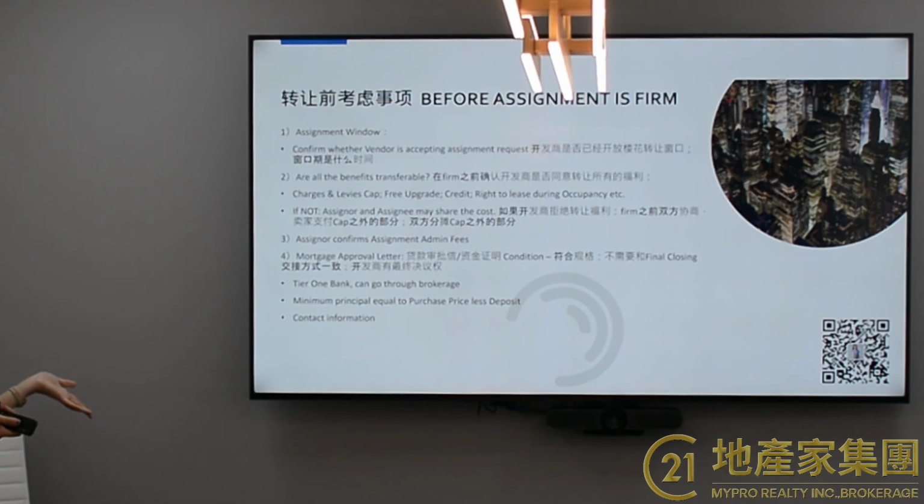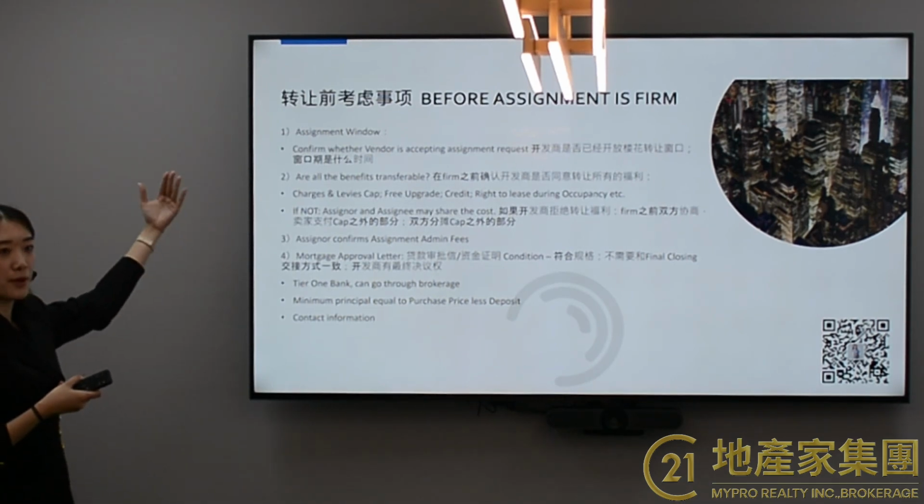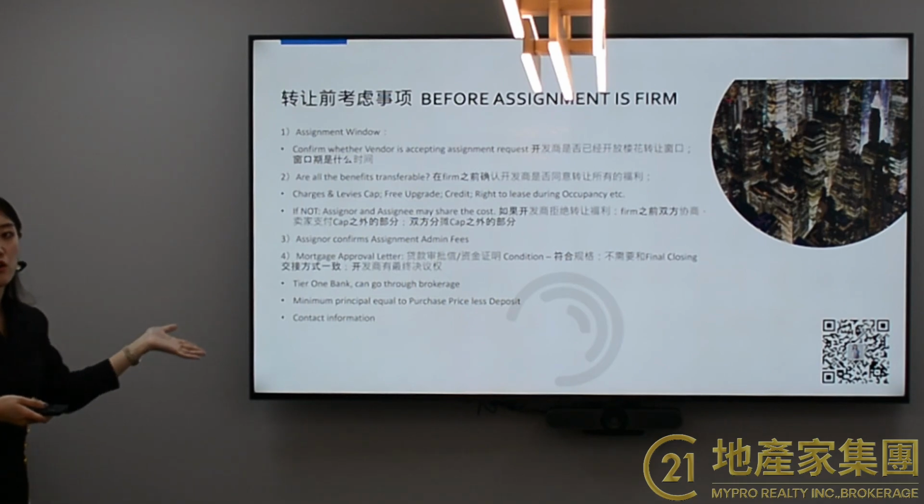So we're first gonna talk about what you should consider, what you should do before the assignment transaction is firm. When you have the condition, you still have the chance to do a lot of things, and you need to do them before the conditions are removed, because once the condition is removed, if you find a problem like here, it'll be very hard to resolve.